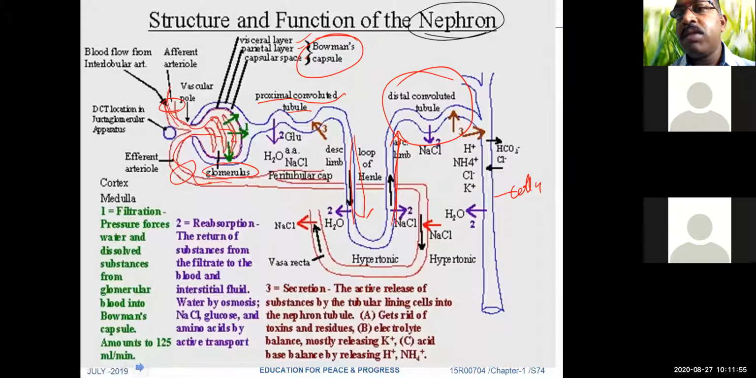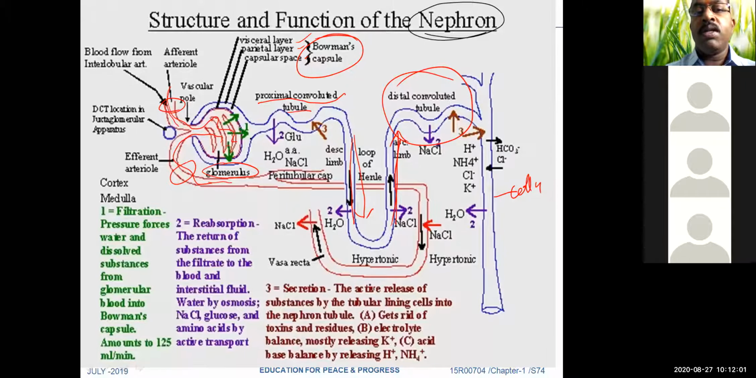We know that blood in the blood vessel is moving at a force, so that force is responsible for the filtration process. And then once it is filtered, you can see the blue arrows here, and here, and here, and here. So these are the places where reabsorption takes place.